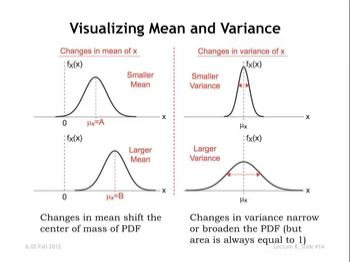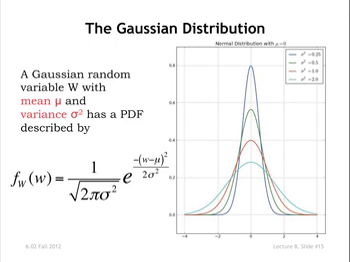But because the area is normalized to 1, if it spreads out this way, it's got to come down on top, and that's what you're seeing here. All these pictures actually turn out to be drawn for the Gaussian, but my statements are more general here. But here's the Gaussian itself.